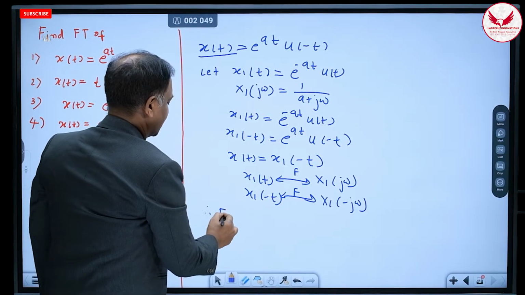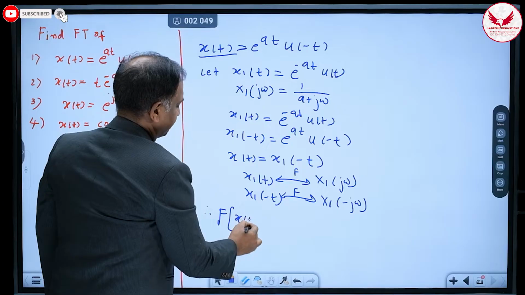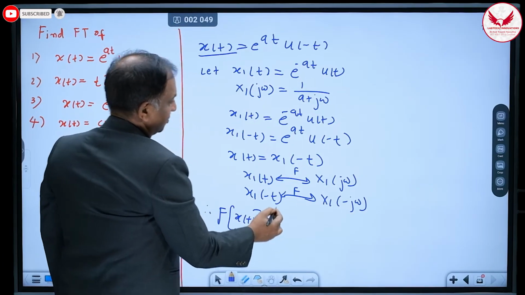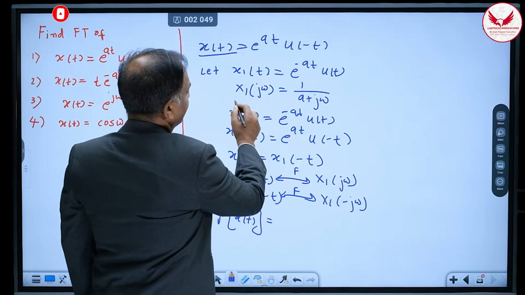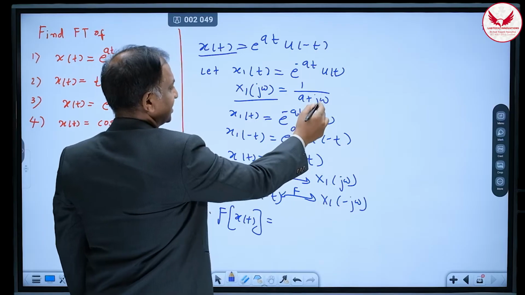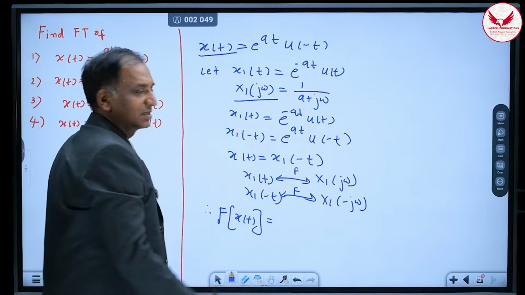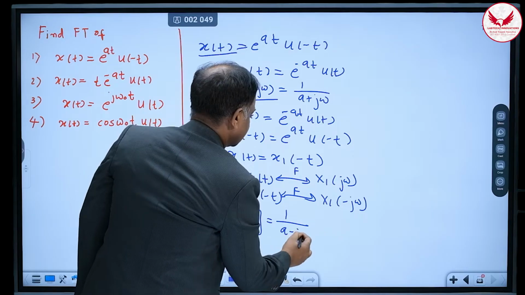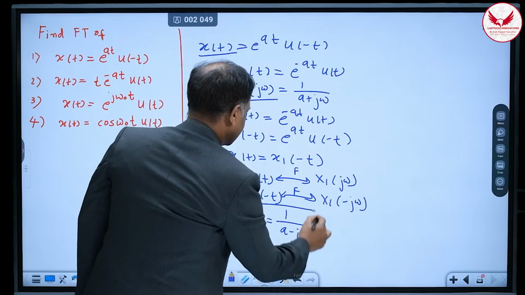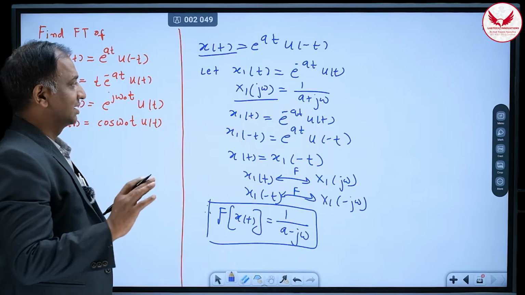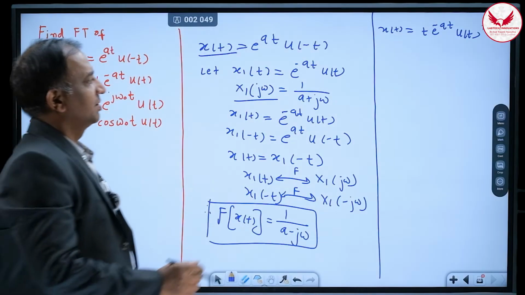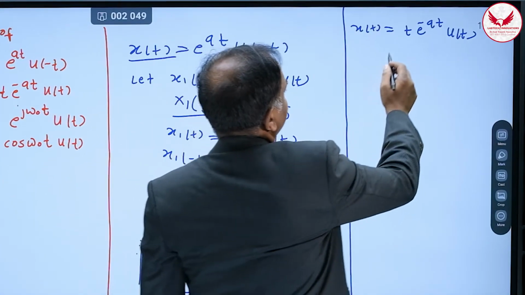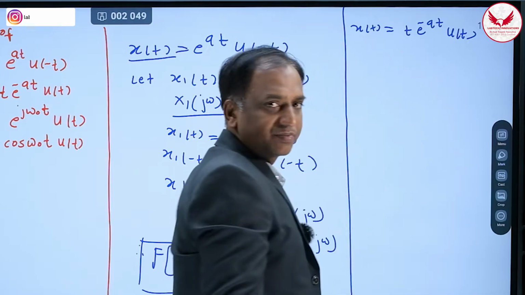Therefore the Fourier transform of x of t is equal to: you apply the time reversal property to 1 upon a plus j omega, replace omega by minus omega, and this is equal to 1 upon a minus j omega. It's just so simple, no need to use any integration. The next problem is x of t is equal to t into e raised to minus at u of t.